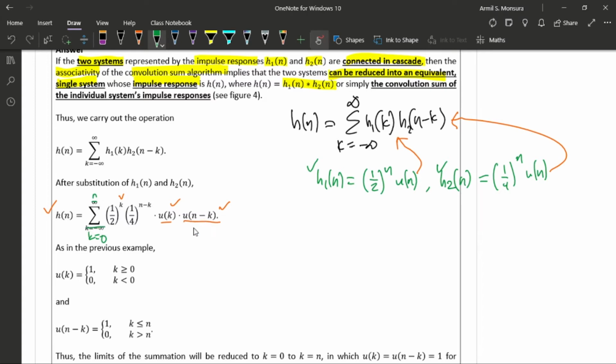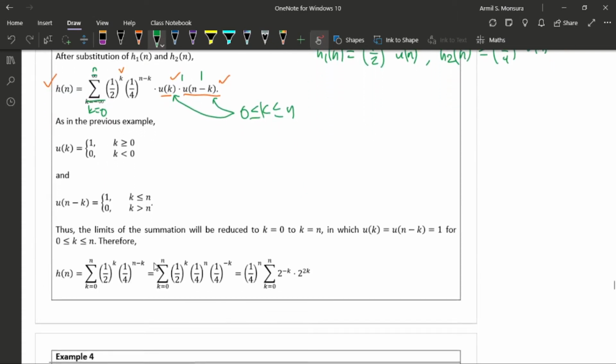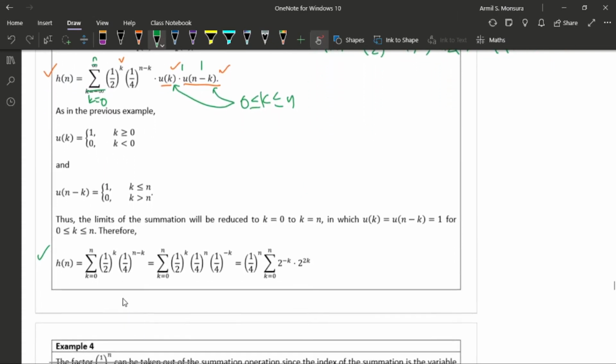Again, because this sequence, okay, is 0 for your k greater than n. Okay? So, in this interval of k, sa interval na 0 to n para sa k ninyo. So, when k is between 0 and n, okay? Itong dalawang to, this sequence and this sequence are both 1. Okay? So, therefore, mare-reduce natin ngayon yung ating expression na to into this. Okay, into this expression.